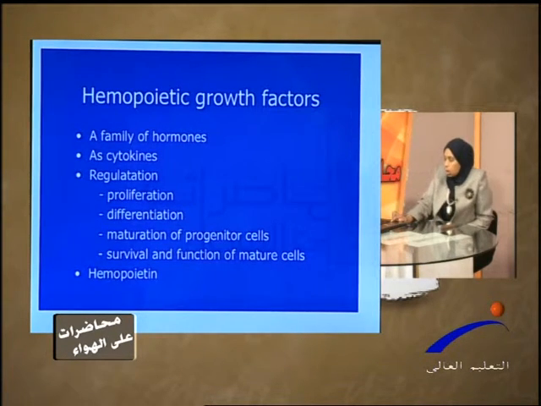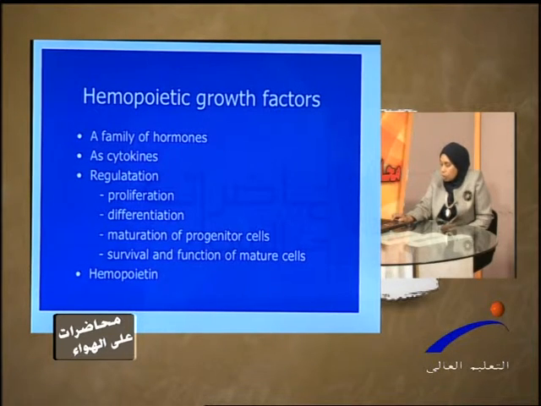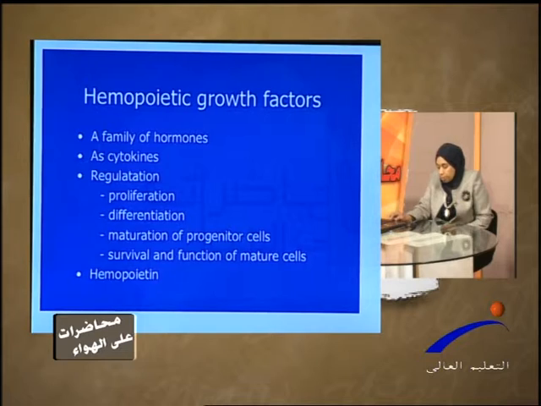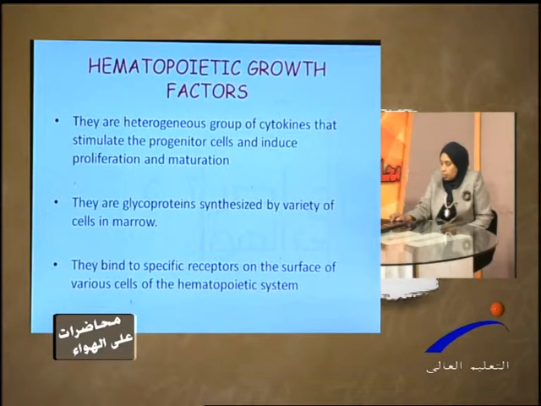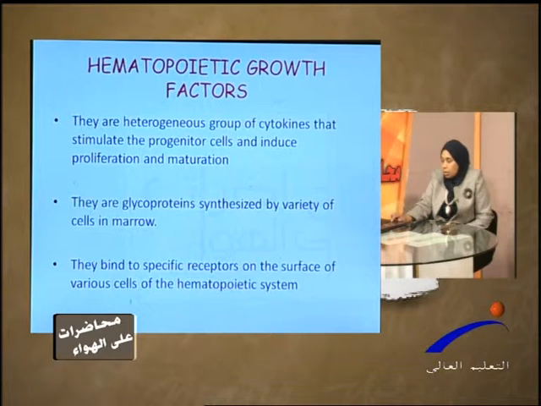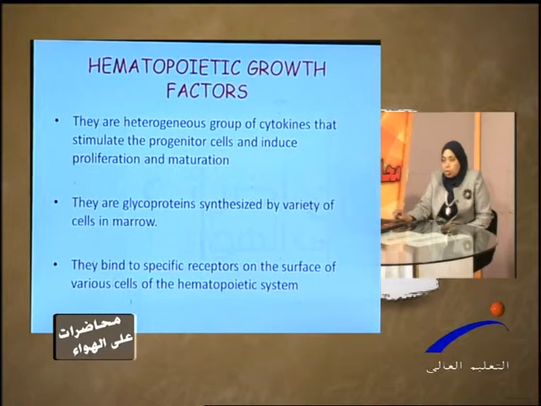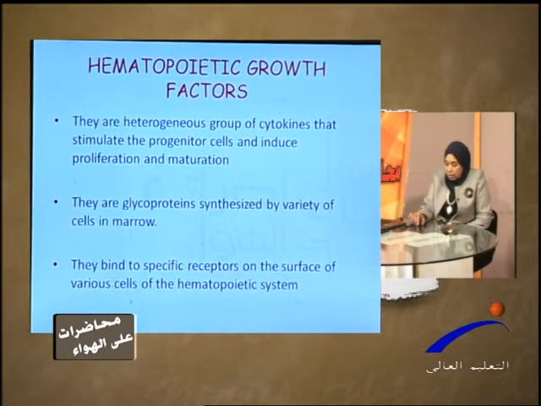So the hematopoietic growth factors are a family of hormones or cytokines. They regulate the proliferation, differentiation and maturation of progenitor cells. They also affect the survival and function of different mature hematopoietic cells. Hematopoietic growth factors are glycoproteins in nature. How do they act? They bind to specific receptors on the progenitor and commit the progenitor cell to the specialized kind of cell that the body needs on demand. Okay.